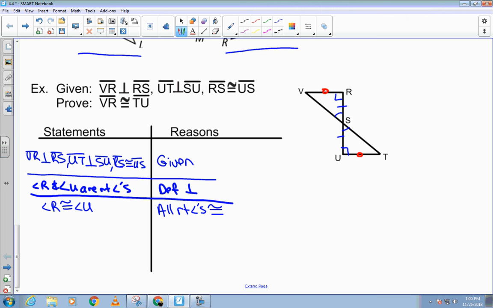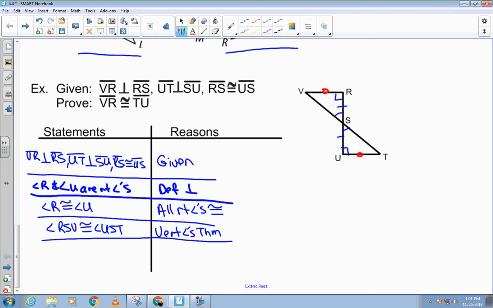Then we were given the sides congruent, and then we noticed that our vertical angles were congruent, right? Okay, so that would be our next step. And we would say that angle, if I said RSB, how would I have to say the other one? UST. Angle RSB and angle UST are congruent, and that is by vertical angles theorem.